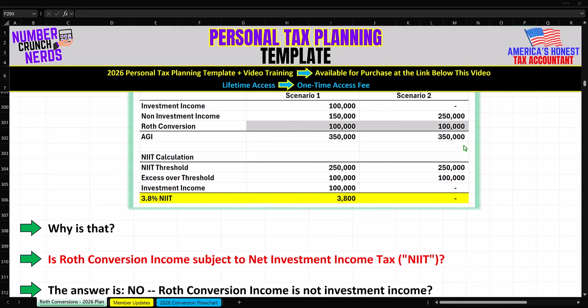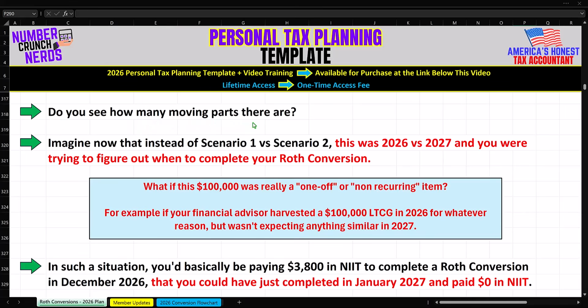Of course, over here in scenario 2, it doesn't matter that the AGI went over the $250,000 threshold because of the fact that there's no investment income in the first place. And so you're never going to have net investment income tax unless you have some amount of investment income. Do you see how many moving parts there are in the tax planning process?